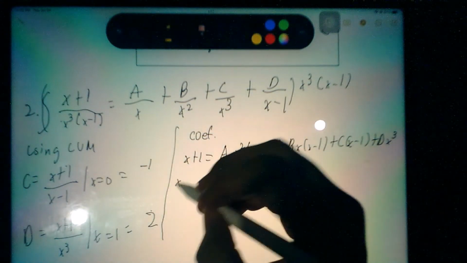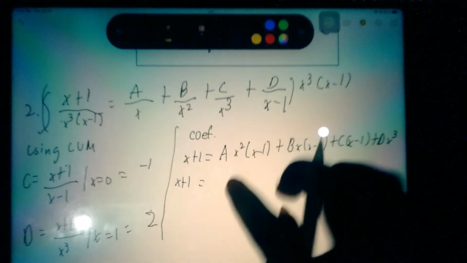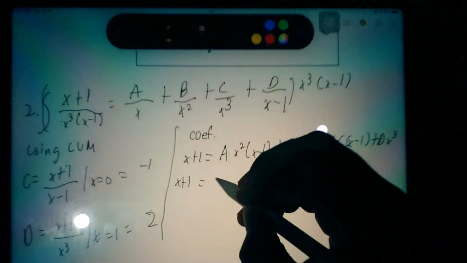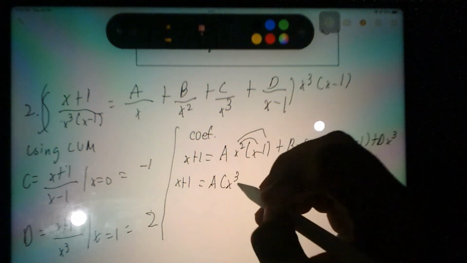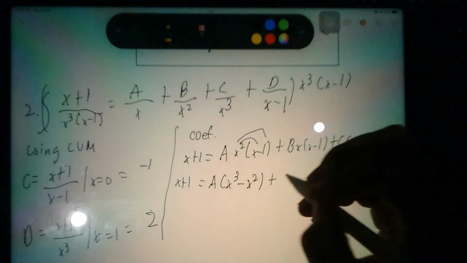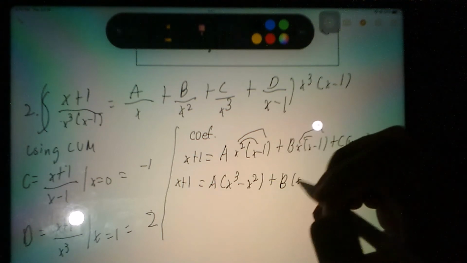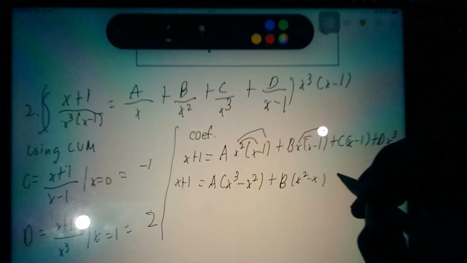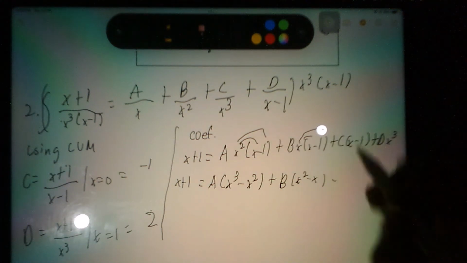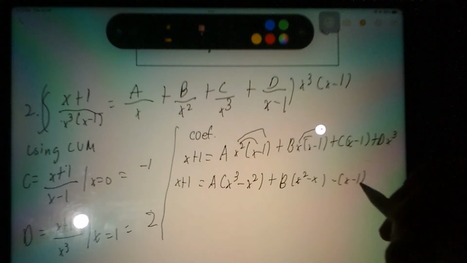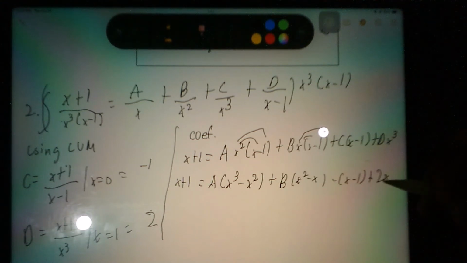So now we replace the value of our c and d here. Simplifying all of this, a times x cubed minus x squared, plus b times x squared minus x. Our c here is negative 1, so minus 1 is just x minus 1, plus d here is positive 2, so this is 2 x cubed.